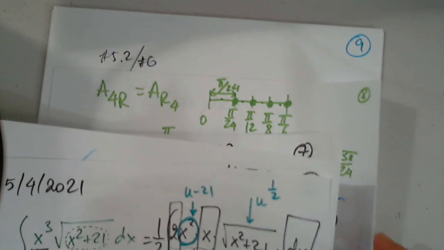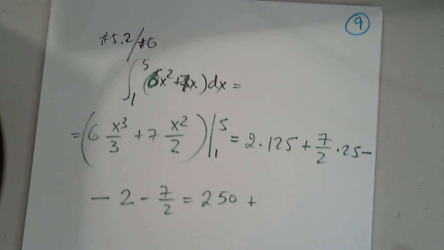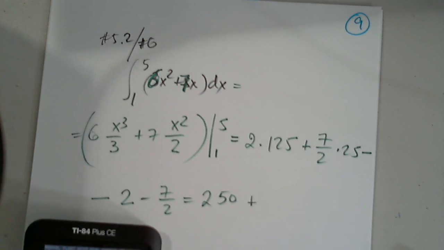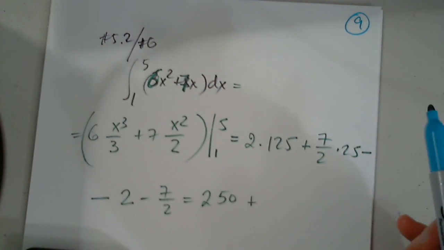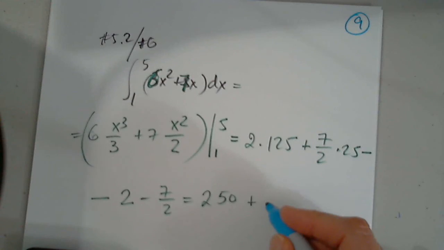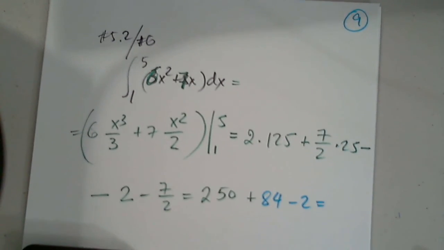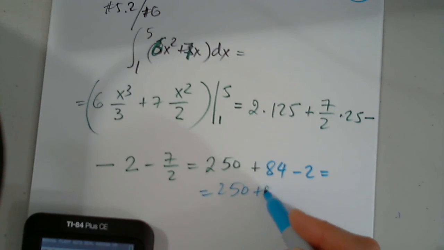Is that okay? I'm going to take some time to review the other example we did. Really nail it down. So what do I have here? 25 times 7. Okay. And then minus 7. I have 168 divided by 2. And I can divide by 2, 84. So this with this is 84. And minus 2. So 250 plus 82.